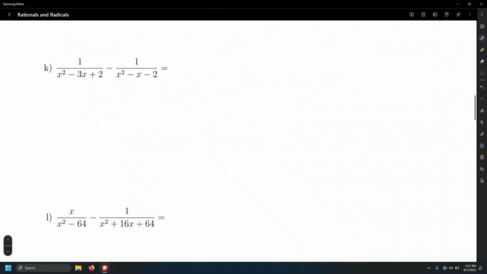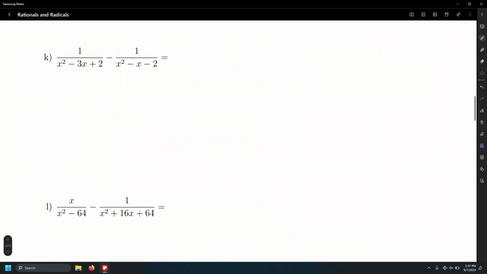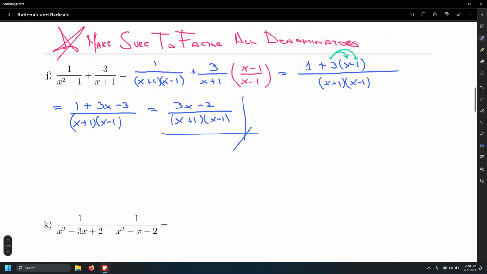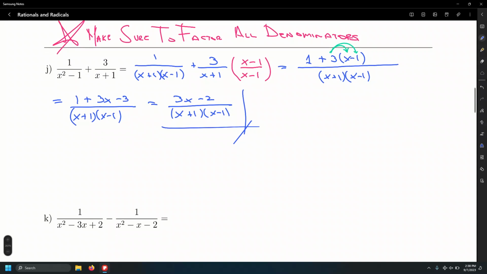Letter K. So number one, we have two different denominators, x squared minus 3x plus 2, and the other denominator is x squared minus x minus 2. And no, we are not allowed to fix and add numbers to make them look the same. No, that's not how it works. What we need to do, and again, we have this note at the very top, is make sure to factor all denominators so we can see what factors are there and what factors are missing.